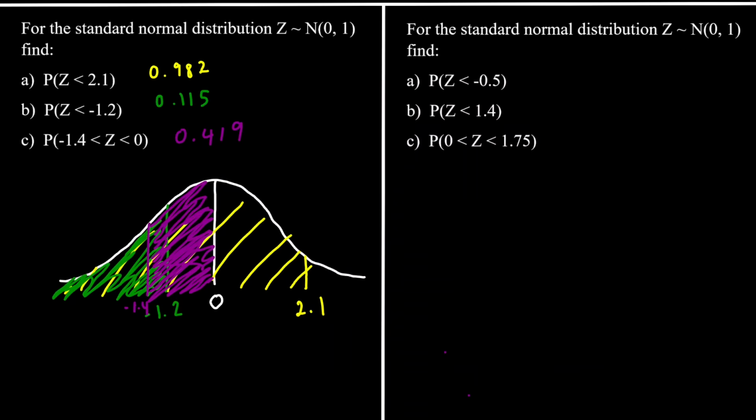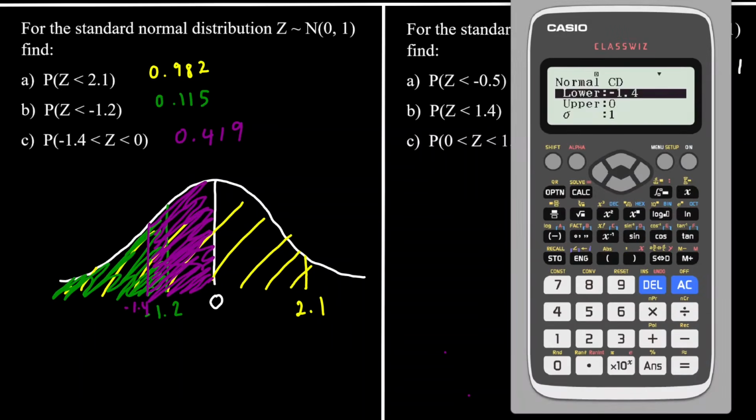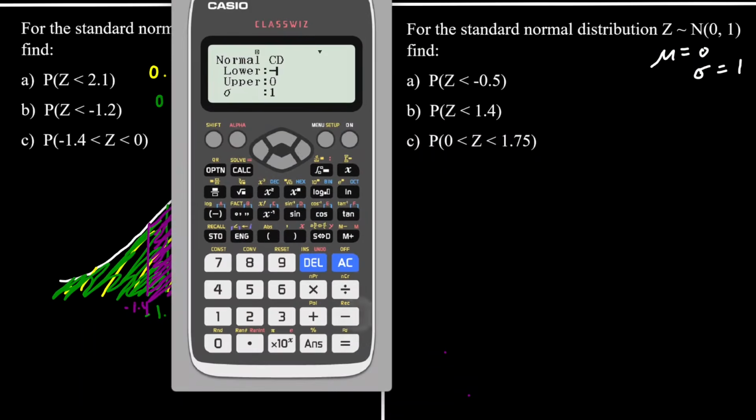Okay, 3 for you to try. See if you can give them a go. So again, it's a standard normal. So we know the mean is at 0. The standard deviation is at 1. Find the probability that Z is less than negative 0.5. So our lower is going to be a really big negative number. Our upper is negative 0.5, and it's still a standard normal. So our mean is 0, standard deviation is 1. We get 0.309.